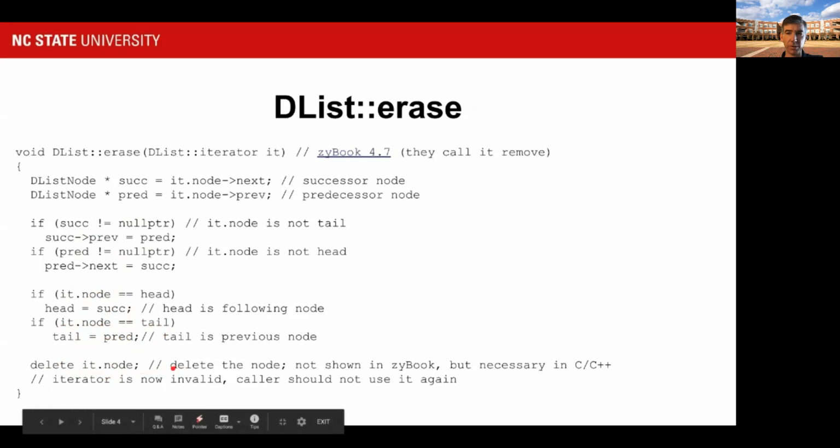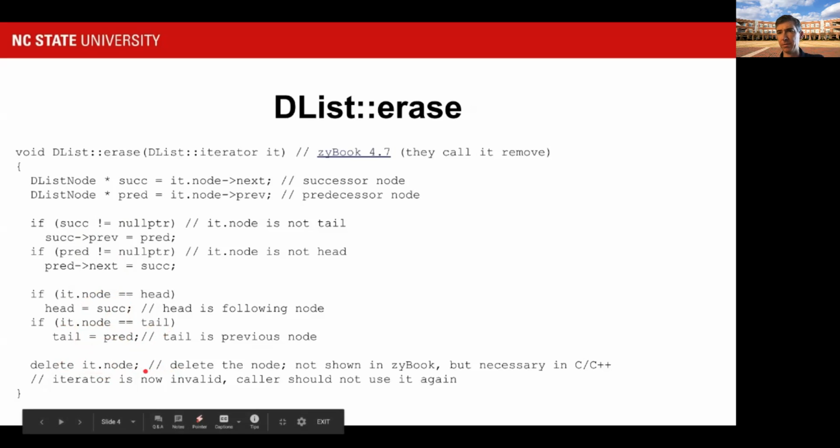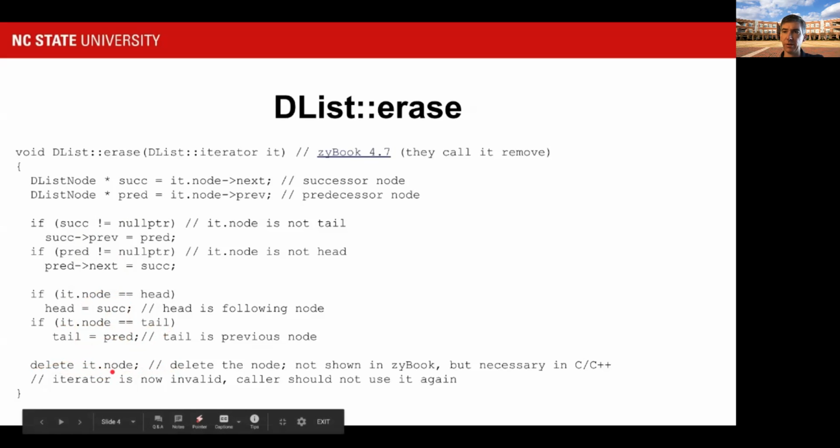This is the Zybook code. If you follow along there, it doesn't show this delete because they're not really showing you C++ code, right? They're just showing you pseudocode. And so this detail is omitted. But in our C++ implementation, because we don't want to have a memory leak, we want to manage memory properly, then we need to delete the node that was in our linked list before.